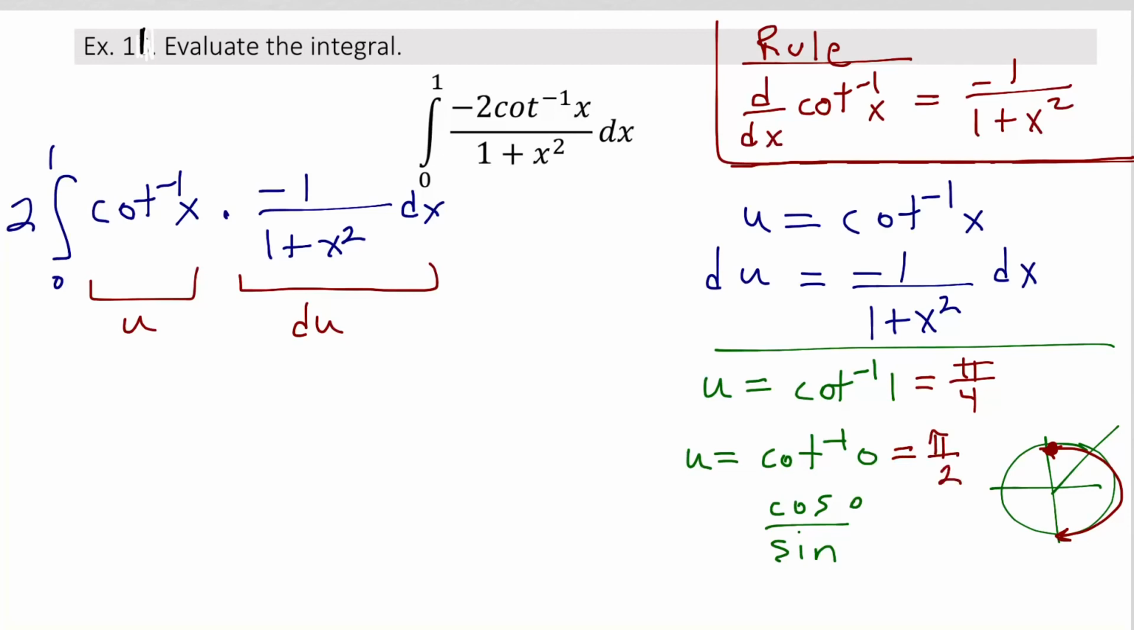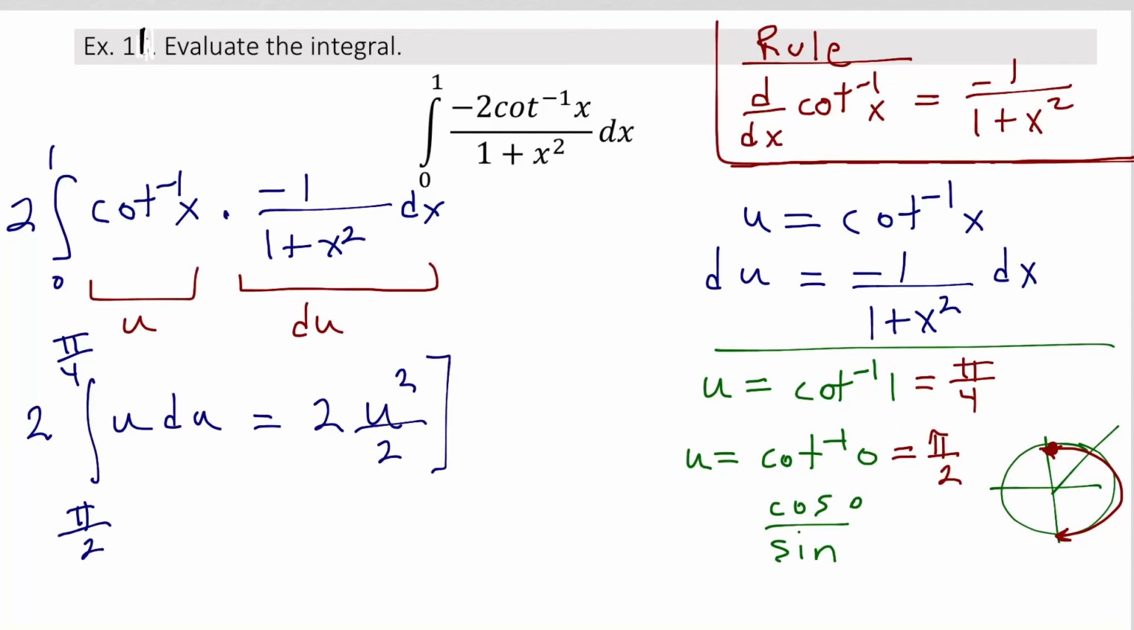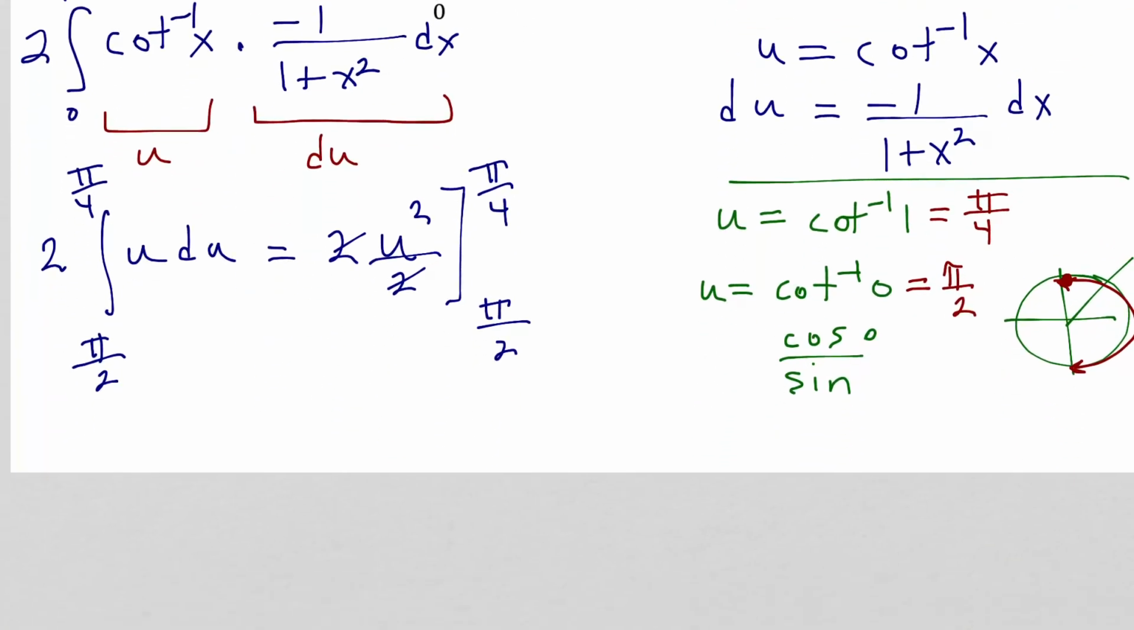Okay, so now I'm going to set it up. So I've got 2, all in terms of u, lower limit of integration pi over 2, upper limit of integration pi over 4, then u du. So now I'm going to integrate. So that would be u squared over 2, evaluated between pi over 2 and pi over 4. All right, so my 2's will cancel here. So I'll just get u squared evaluated between pi over 2 and pi over 4.